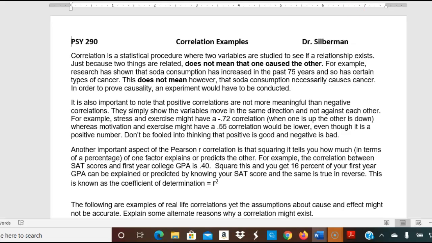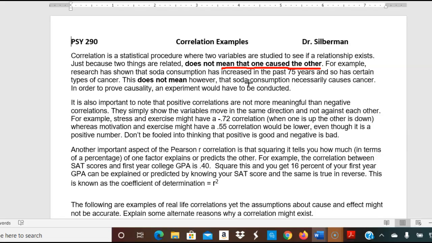First of all, it is very important to keep in mind that just because things are correlated does not mean that one caused the other. Here's an example. Did you know that soda consumption has gone up in the last 75 years? Approximately 100 years ago, in the early 20s, there were, I think, 11 kinds of soda in the United States. Now there's more kinds of Mountain Dew than that. Can you believe that? There's all kinds of Mountain Dew, but still, soda consumption has gone up.